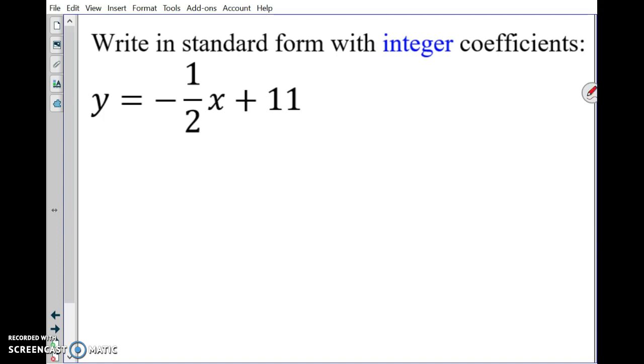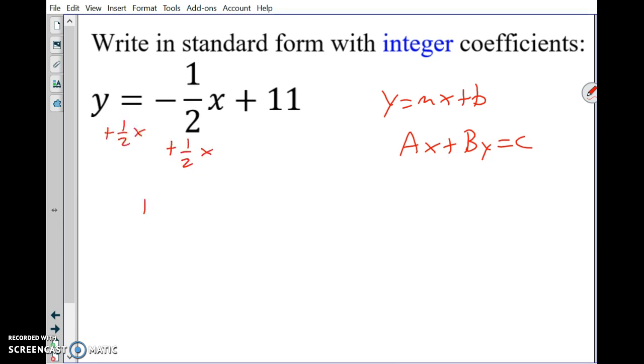Alright, I'm going to blast through this example for you. We have it currently in slope-intercept form, but we want standard form where x and y are on the same side and we have no fractions and no decimals. To get x and y on the same side, I'm just going to add half x. I'm going to write it in the normal order where x is first. We have positive half x, positive y, and then just 11 on the other side.